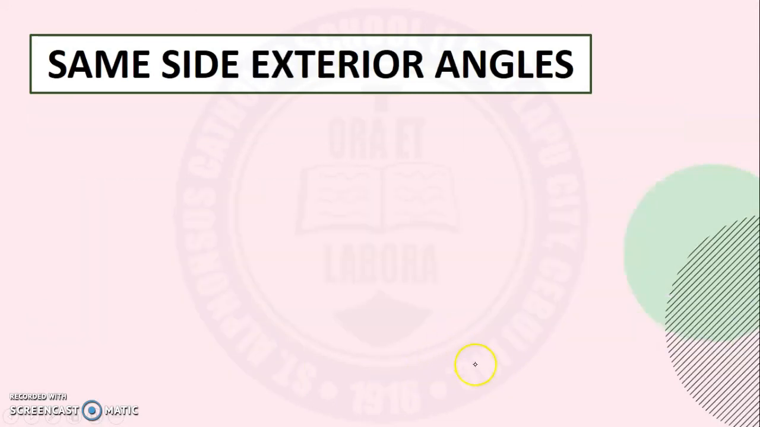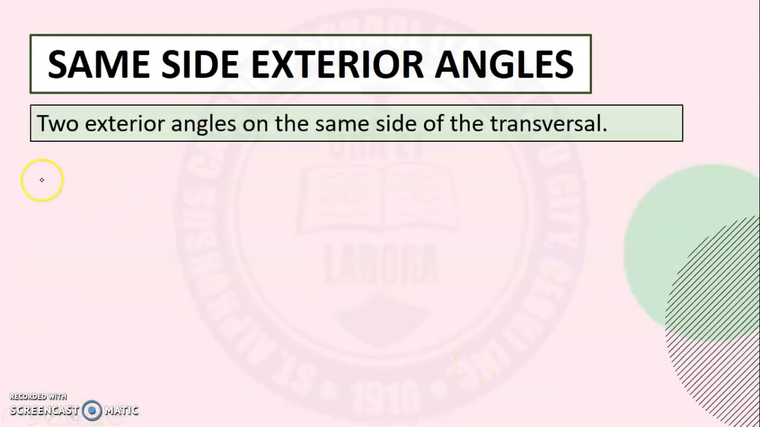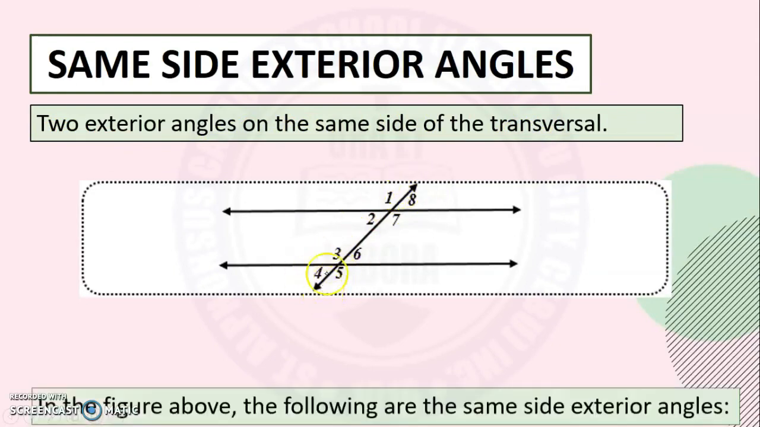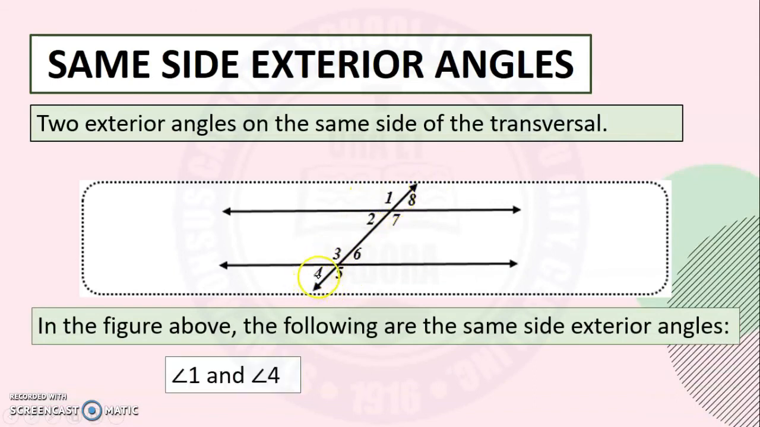Now, same side exterior angles. This is the opposite, so that means these are 2 exterior angles on the same side of the transversal. We will focus on the exterior angles 1 and 8, 4 and 5. So same side, we have 1 and 4 and angle 8 and 5. So these are the following angle pairs that were formed by parallel lines cut by a transversal.